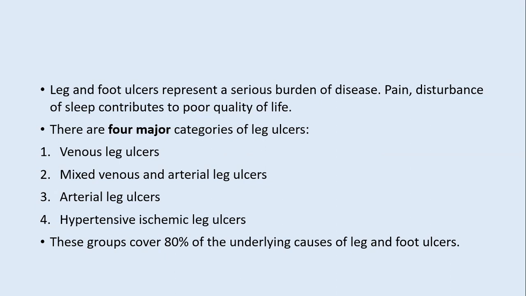There are four major categories of leg ulcers. The first and the most common are the venous leg ulcers. Then there are mixed venous and arterial leg ulcers. Then pure arterial ulcers. And number four are the hypertensive ischemic leg ulcers. So all these four categories cover 80% of the underlying causes of leg and foot ulcers.